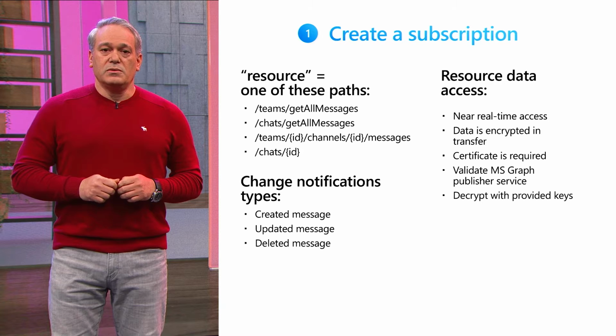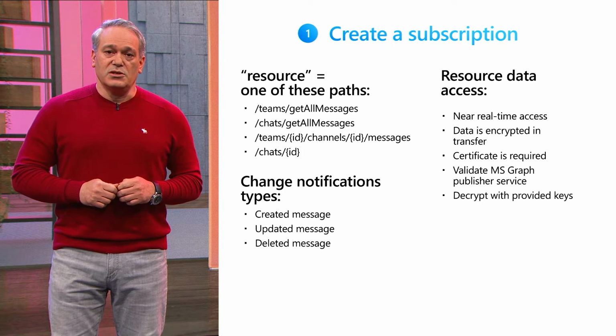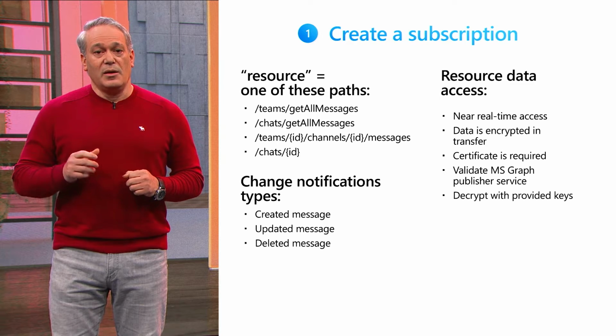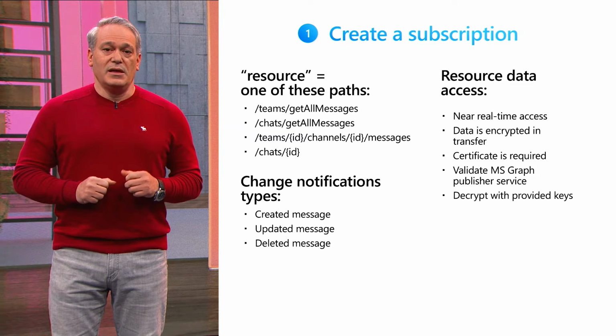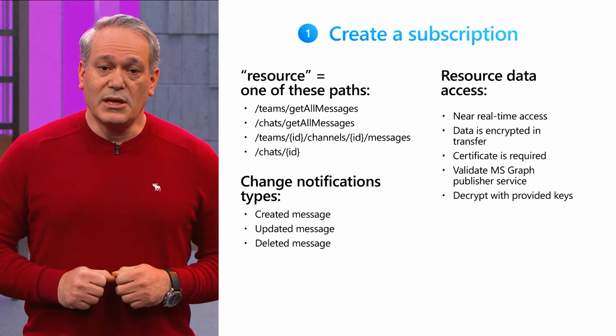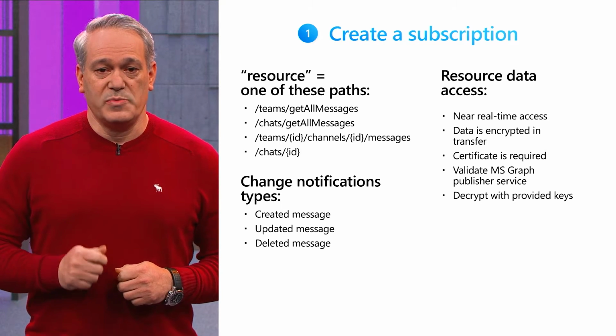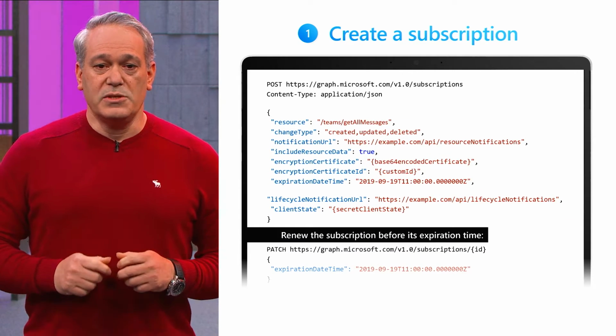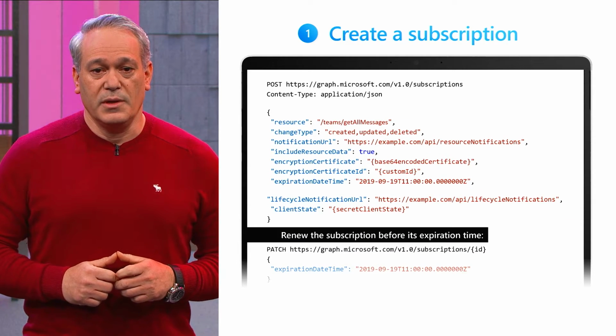You can also specify the types of change notification your app wants to listen to: created for new messages, updated for message edits, and deleted to get notified for deleted messages. Let's take a look at a sample subscription and its payload. To create a subscription, use the POST Graph subscriptions endpoint.